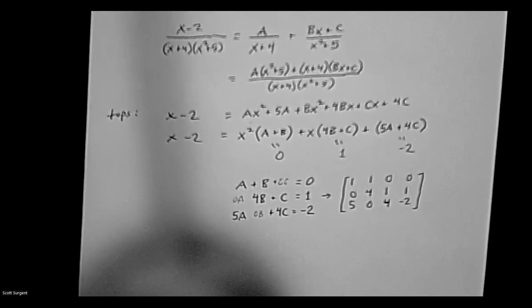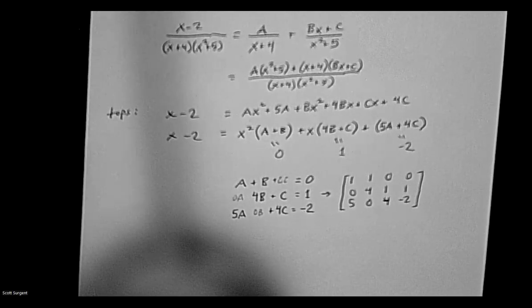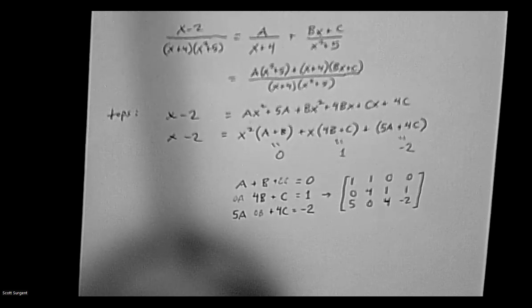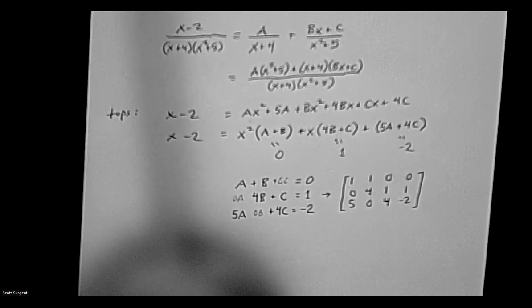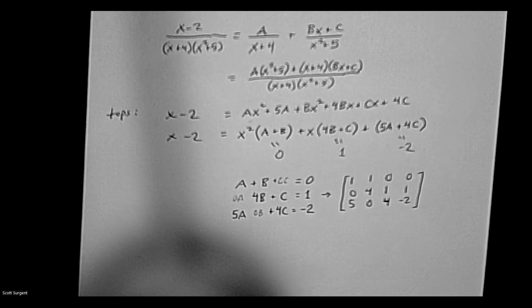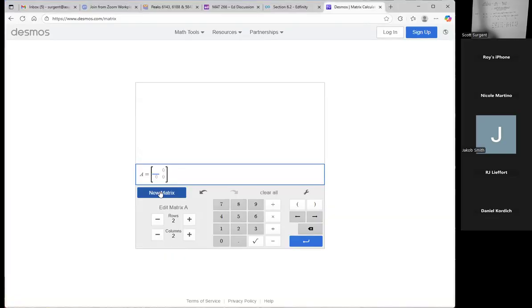Okay, so now what I'm going to do is I'm actually going to go to my Desmos. Give me a second here to bring it up. I'm going to go to desmos.com/matrix, and I'm going to share it with you. I'm going to create a new matrix, and it's going to be 3 rows by 4 columns.